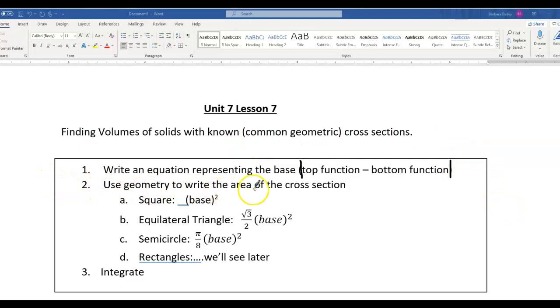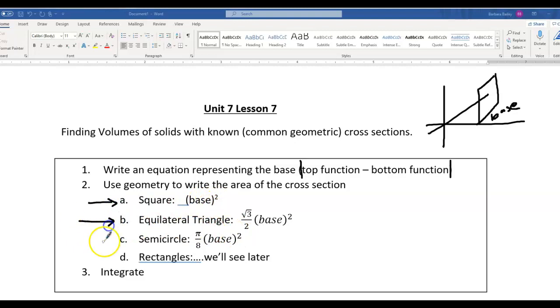Next, you're going to use geometry to write the area of the cross section. The cross section is what you get when you think of this as a three-dimensional figure, right? Like there's my square stacked on top of the three-dimensional surface. So what would you have to do to your base here, which is usually just going to be f minus g? What would you have to do to that base to get the area? Well, it depends on the shape. We saw that if it's a square, you just square the base. But we're going to look at some other shapes, and this is how those will be handled. And I'll explain more how we get these formulas a little bit later. Rectangles can be slightly different every time, so we'll see that later as well.